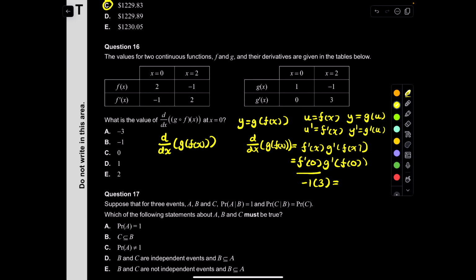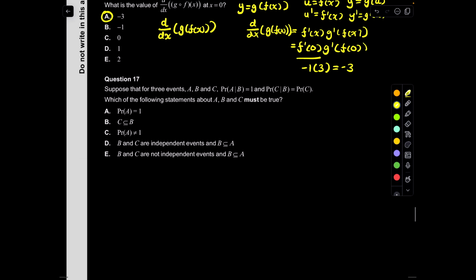And so that would result in negative 3. So choose A as your answer. Beautiful. Question 17. Suppose for three events A, B, and C, the probability of A given B is equal to 1, and the probability of C and B is equal to the probability of C. Which of the following statements about A and B must be true?